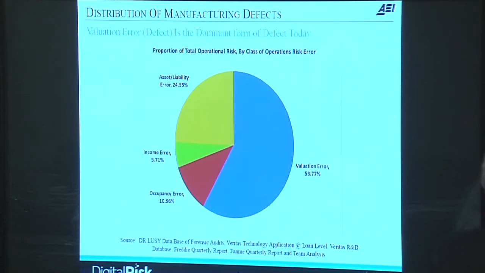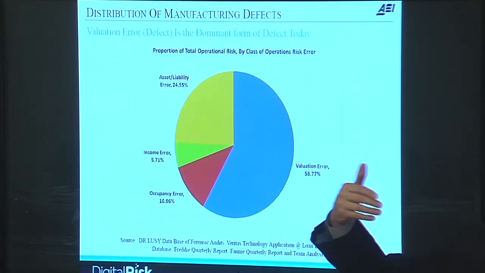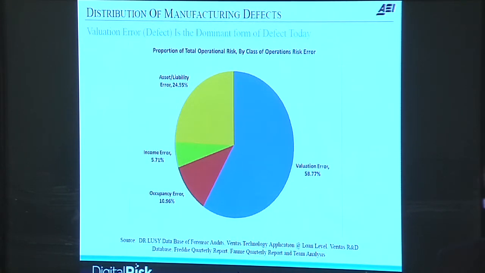Now then, in terms of defect, what we have here is a look at our portfolio using both Veritas and also our forensic audit results. And you see the big blue space, which is valuation error. You can see that in this sample, which is in the hundreds of thousands, we have approximately a 60% valuation error rate, which makes it, from our perspective, not necessarily from everybody else's, the most significant error in terms of manufacturing defect present today. And we will get into that in a little more detail. But those are our findings.